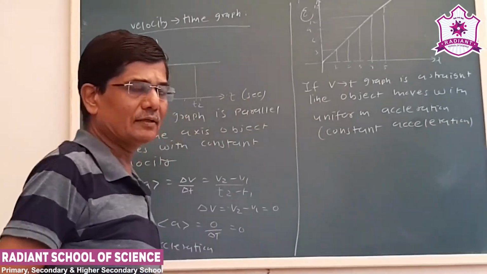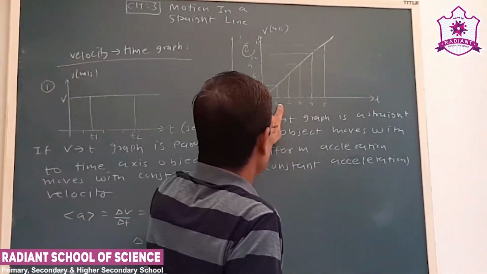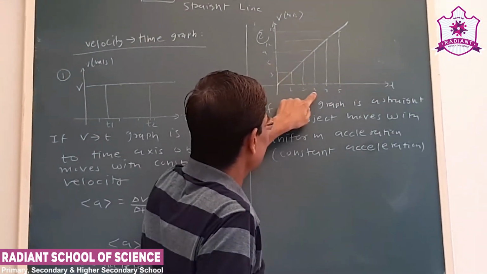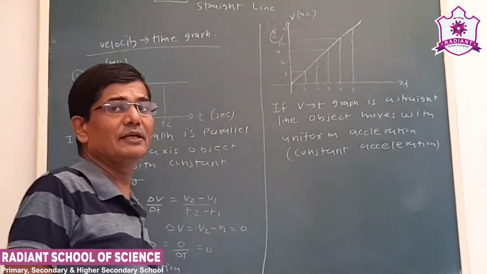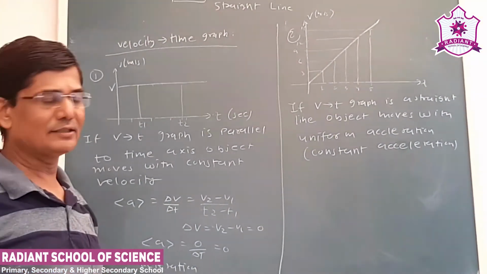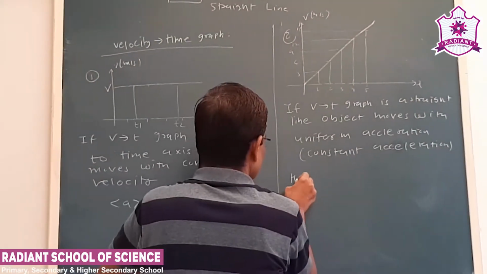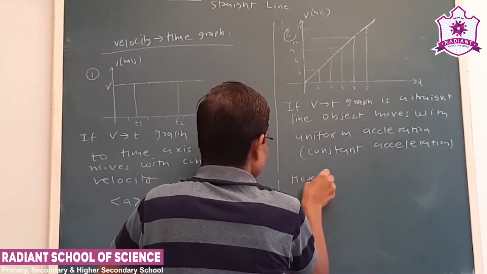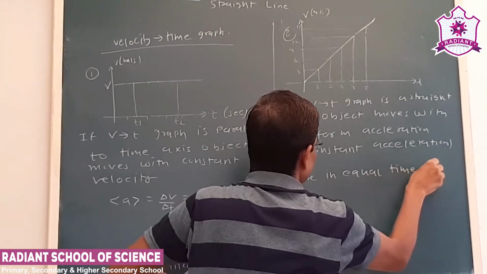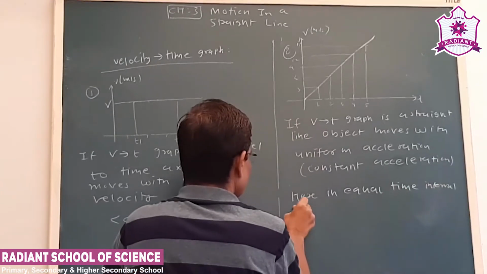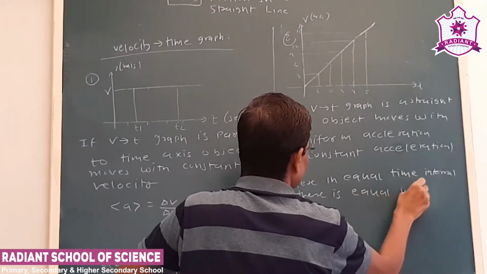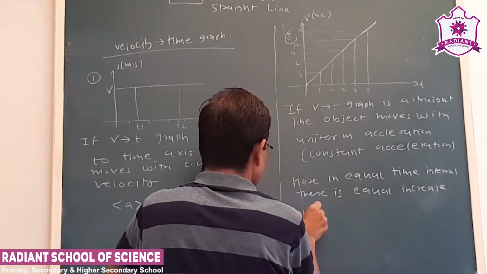Now what we see here, at time t equal to 1 second, velocity is 3 meter per second, at 2 seconds, velocity is 6 meter per second, at 3 seconds, velocity is 9 meter per second. See here, in equal time intervals, there is equal increase in the velocity.